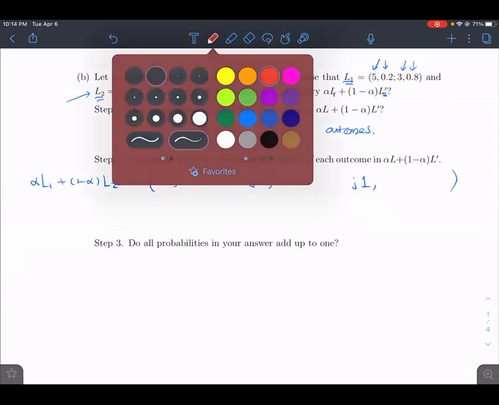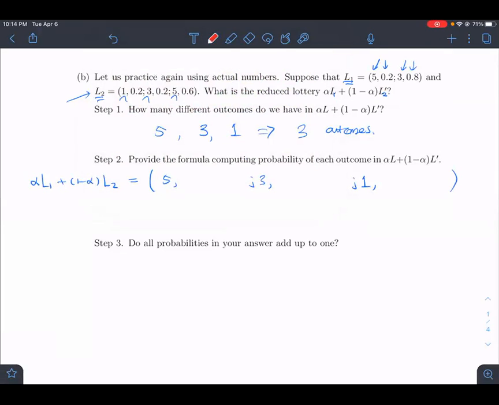Okay. And then for each of these outcomes, let us calculate the corresponding probabilities. For outcome 5, it is present in both lotteries. Alpha is the probability that L1 is realized, multiplied by 0.2, which is the probability that 5 is realized within L1, plus 1 minus alpha times 0.6. Now for the second outcome, 3, it is also present in both lotteries. So it is alpha times 0.8.